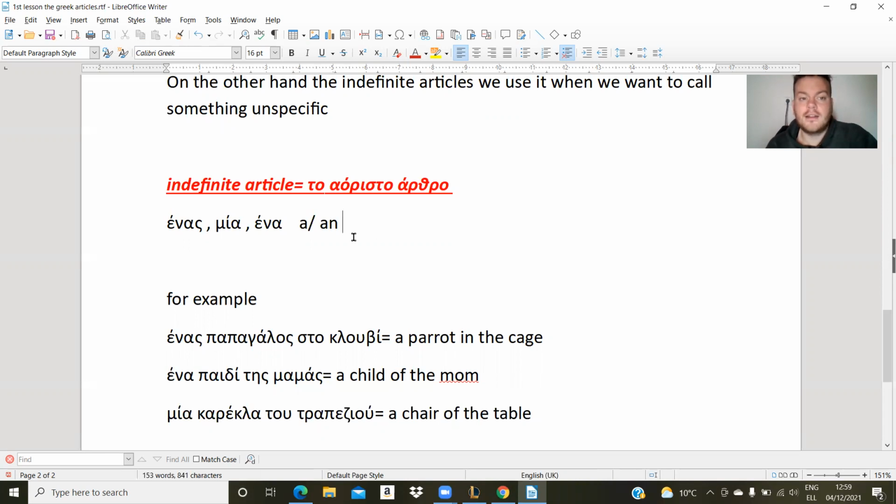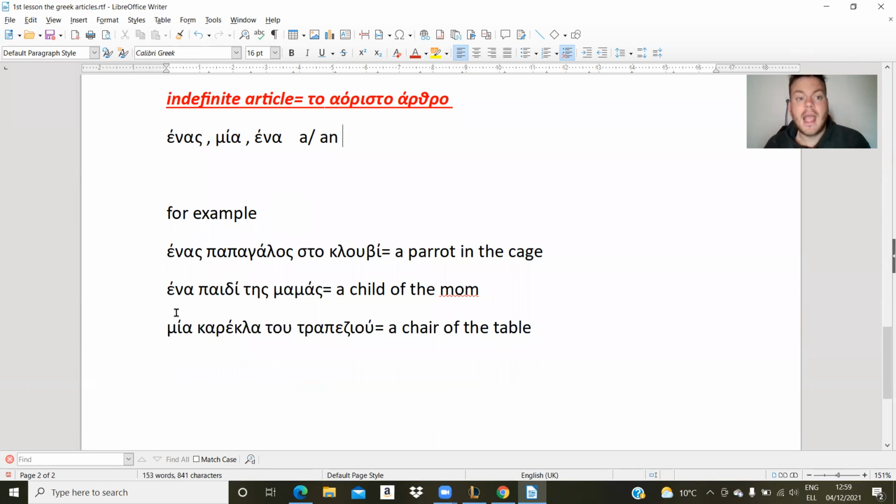So the indefinite articles, ένας, μία, ένα. Ένας for masculine, μία for feminine, and ένα for neutral. For example, ένα παιδί της μαμάς. So, ένα παιδί, again, the same example as with the definite article, παιδί is neutral. So we are going to use the neutral indefinite article, ένα. Okay.